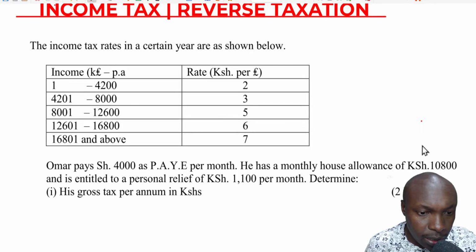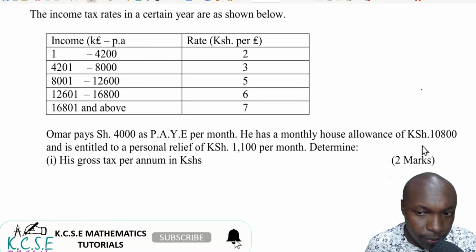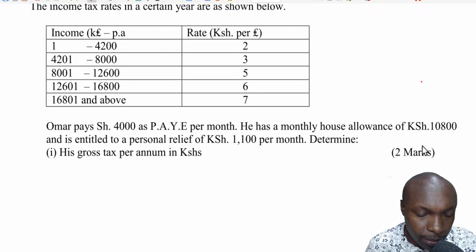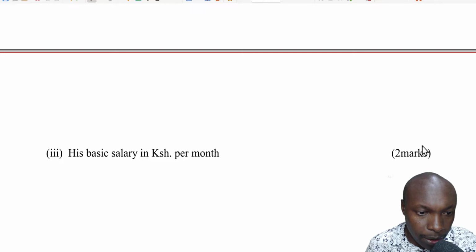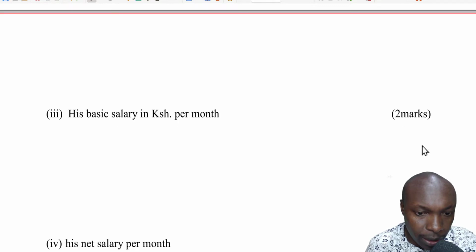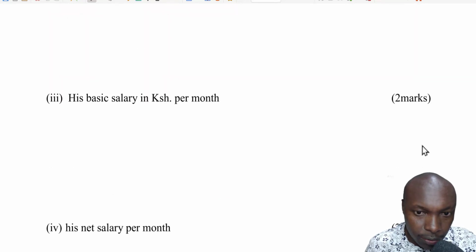Omar pays 4,000 shillings as PAYE. That is the net tax per month. He has a monthly house allowance of 10,800 shillings and is entitled to a personal relief of 1,100 per month. Determine: 1. His gross tax per annum in Kenyan shillings, that is 2 marks. Then taxable income in Kenyan pound per annum. And then his basic salary in Kenyan shillings per month. And the last one, his net salary per month. So that is a total of 10 marks.